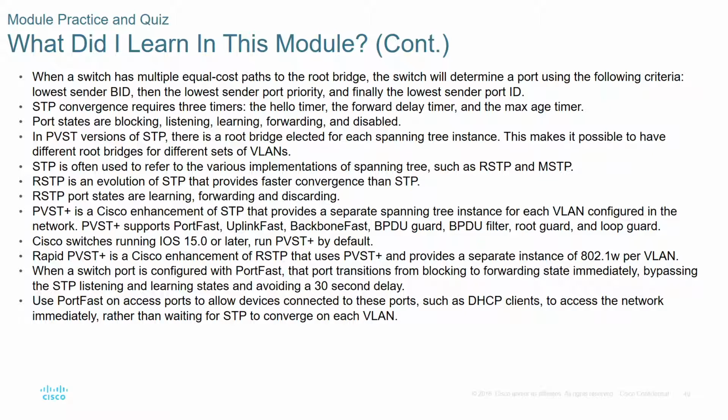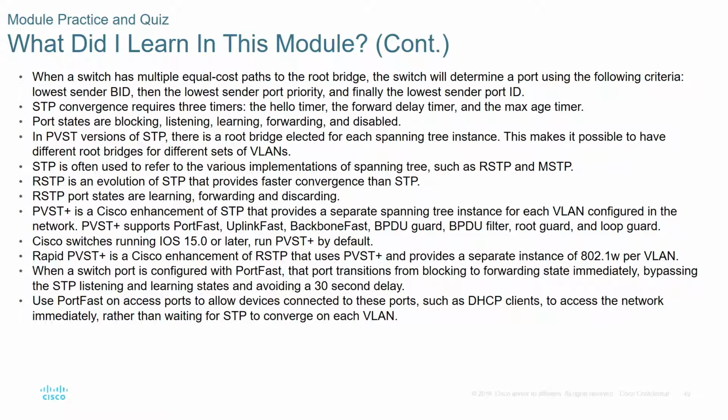Per VLAN spanning tree plus is a Cisco enhancement of spanning tree protocol and provides a separate spanning tree instance for each VLAN configured in the network. Per VLAN spanning tree plus supports port fast, uplink fast, backbone fast, BPDU guard, BPDU filter, root guard, and loop guard. Cisco switches running iOS 15 and upwards run PVST by default.